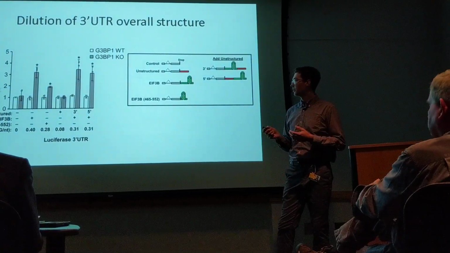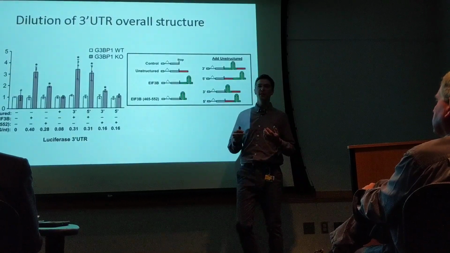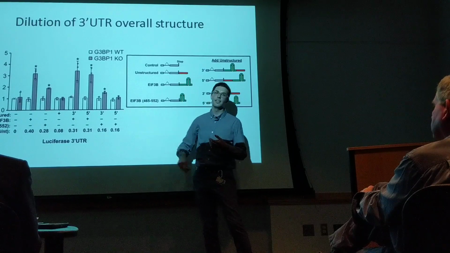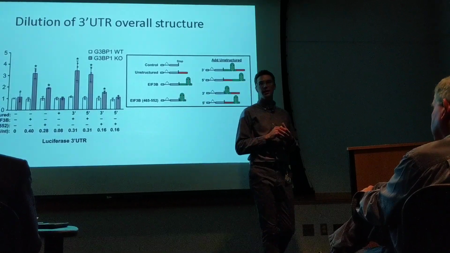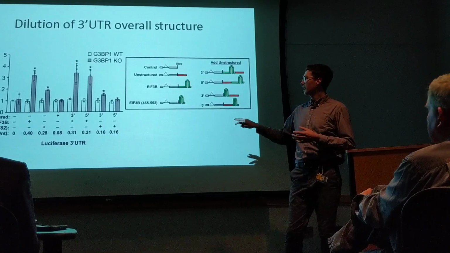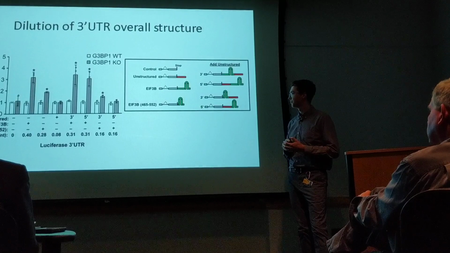However, we were very excited to see that when we actually insert it with an 88 nucleotide fragment in which you greatly reduce the overall structure, we saw a reduction in the ability for GBP1 to regulate it. So somehow by reducing the overall structure of the entire 3' UTR, you can reduce the ability for GBP1 to regulate it.